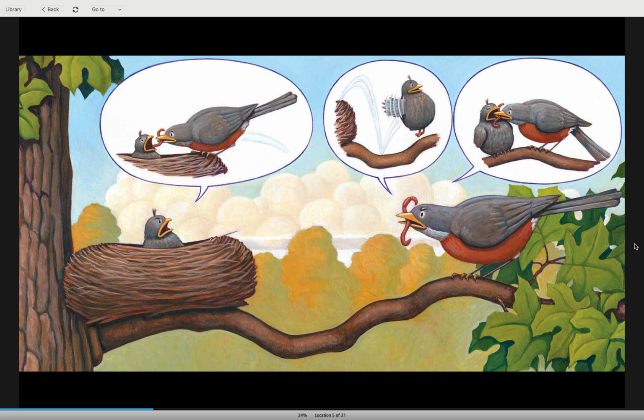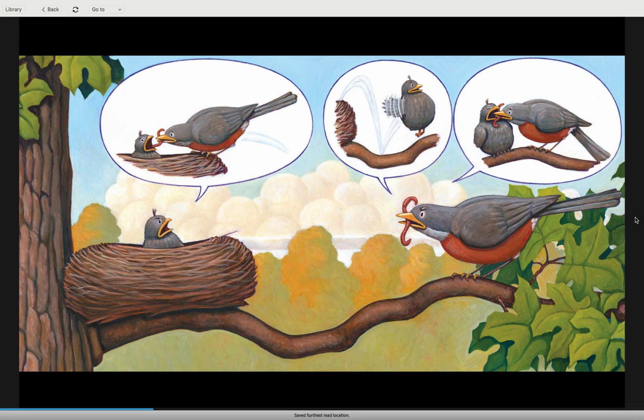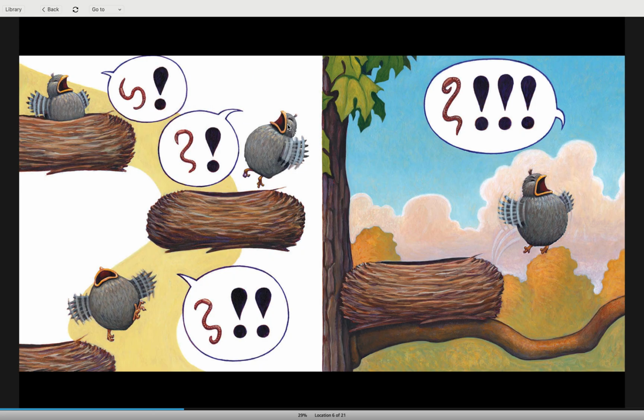So, based on this image here, it's safe to infer that the images shown in the beginning of the book were of the baby bird not wanting to leave his nest. Next, we can see baby bird becomes very upset, and we can tell by the exclamation mark he is thinking worm, worm, worm, worm. I want my worm.